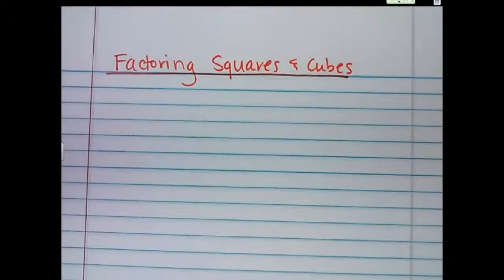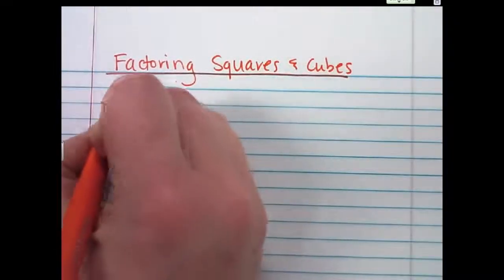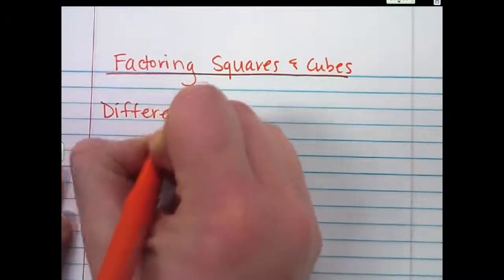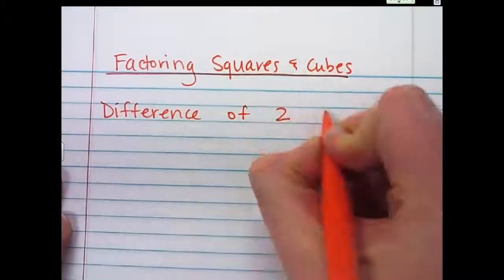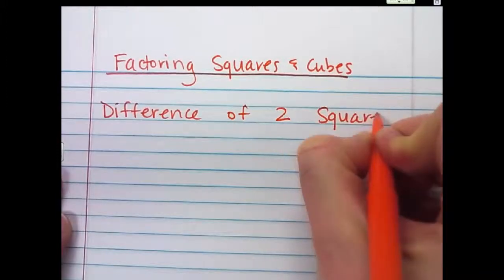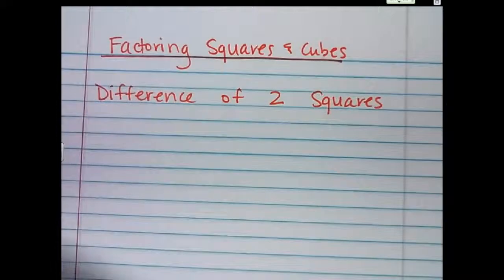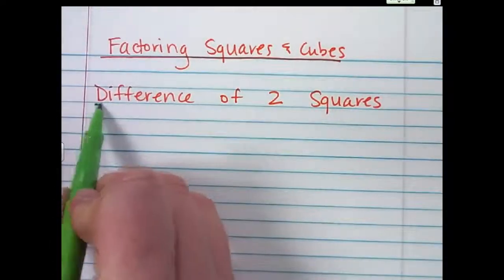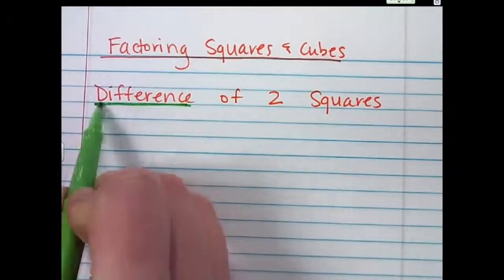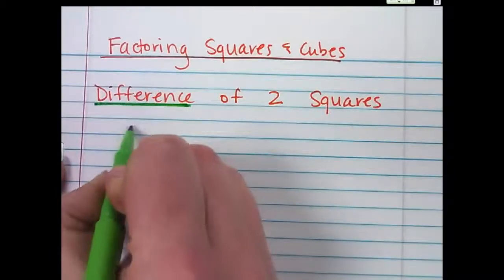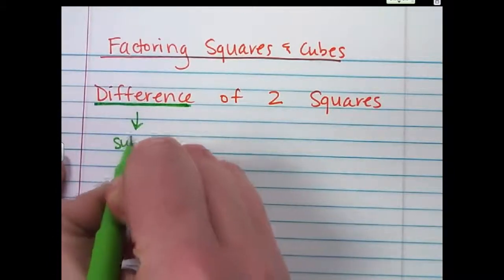Okay, so we're going to start with squares. And when I say squares specifically, we're talking about the difference of two squares. So when you see the word difference in math, what do you think of? Subtraction, right. So this is going to be subtraction.